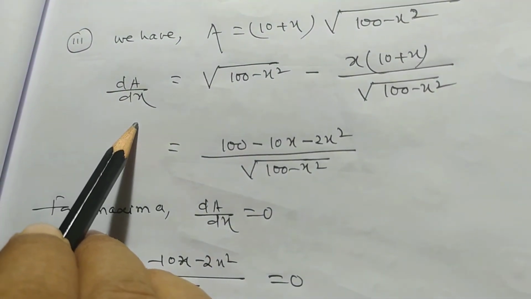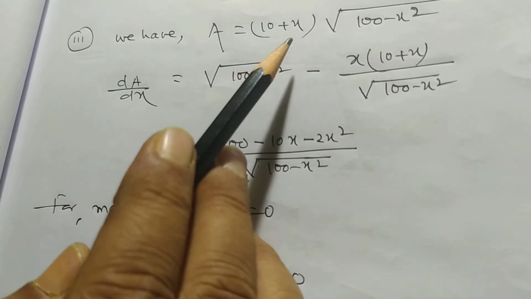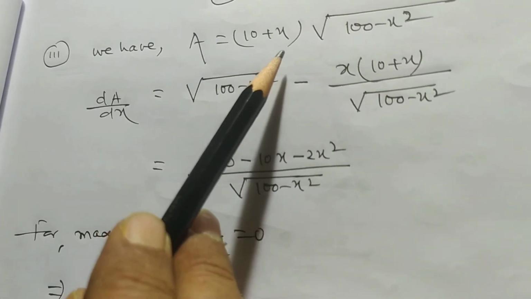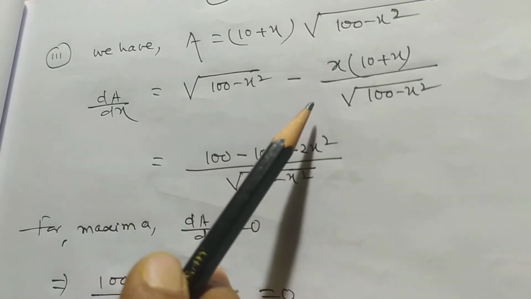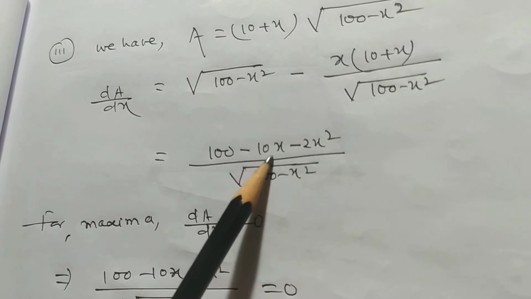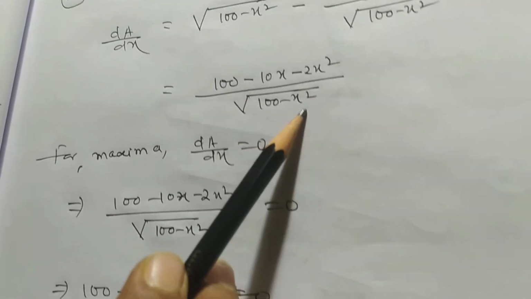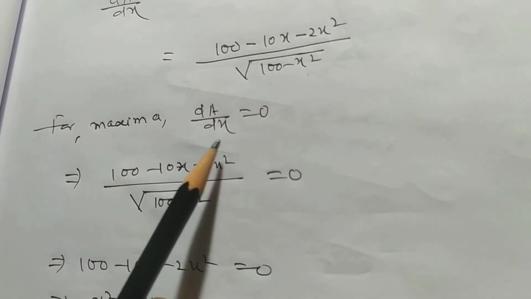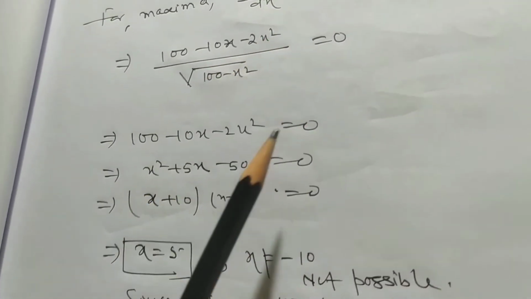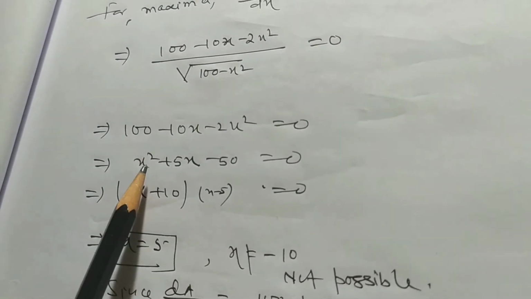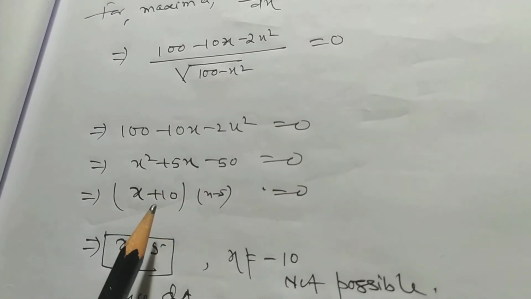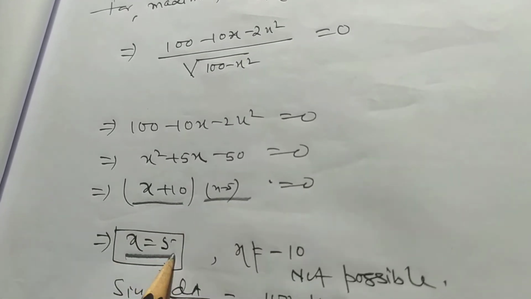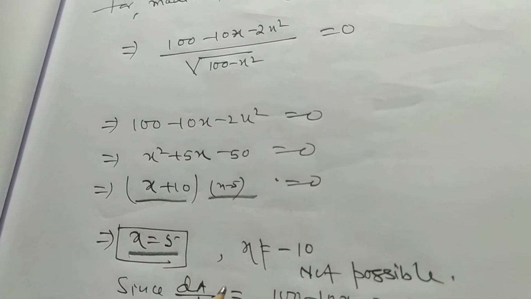Now we differentiate dA by dx, applying the u and v formula. After differentiating, we get 100 minus 10x minus 2x square, over root 100 minus x square. For maximum value, dA by dx is equal to 0. Putting dA by dx equal to 0, we get x square plus 5x minus 50, and after factorizing, x plus 10 into x minus 5. So x is equal to 5; x is not equal to minus 10.